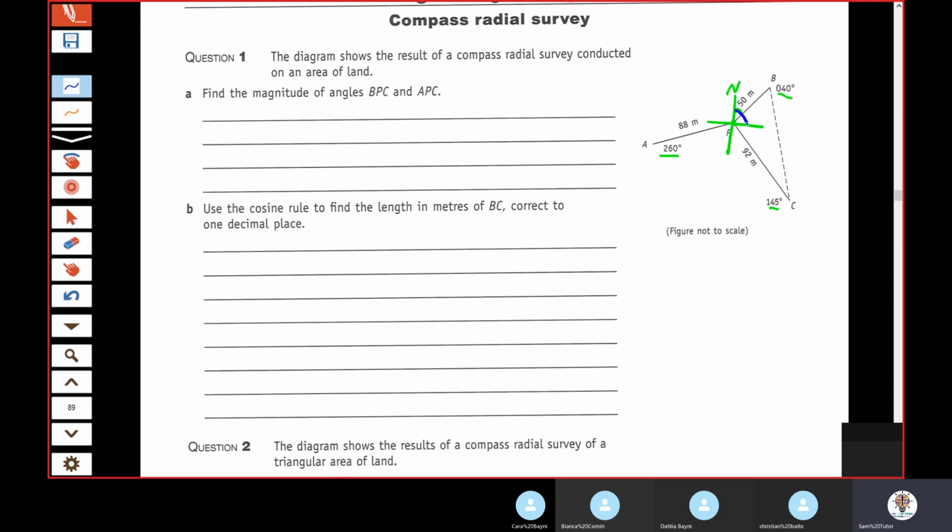From north to C, what angle is it? These numbers down here, 145, that's what they're there for. From north all the way to here, 260. So from north to that line is 40 degrees, correct. Look, this is 40 degrees, this is 145 degrees.